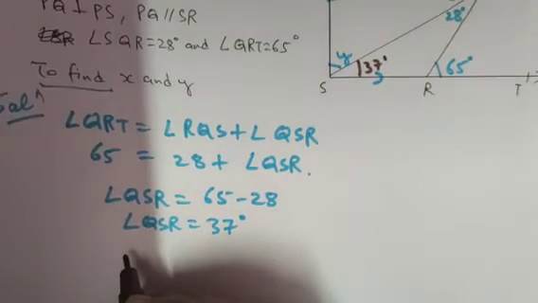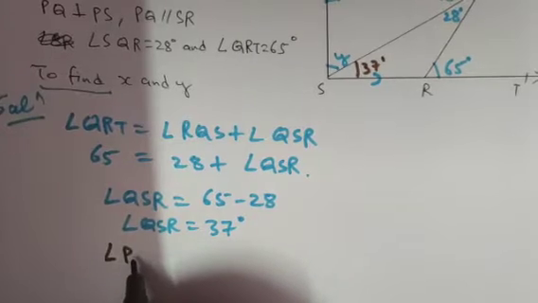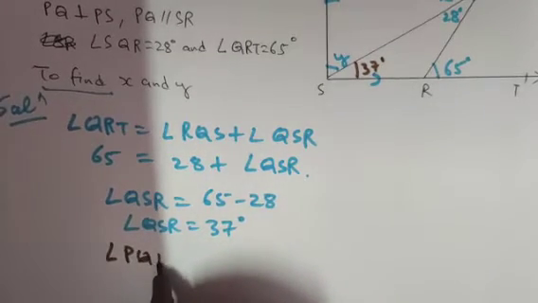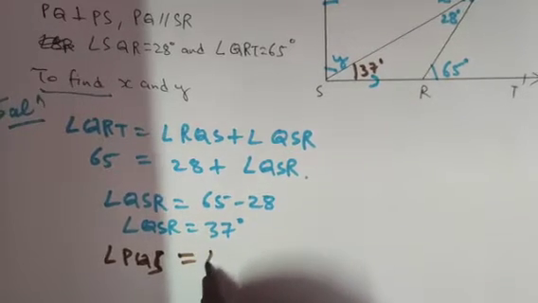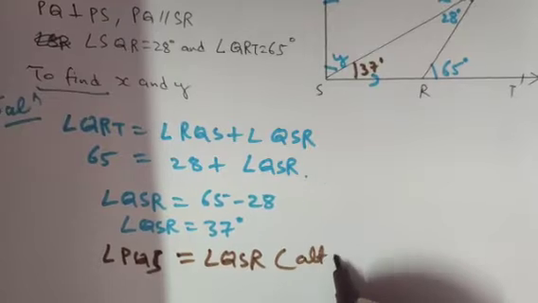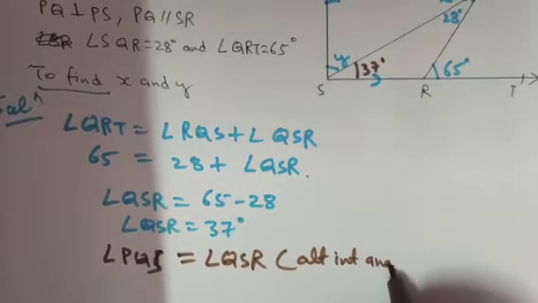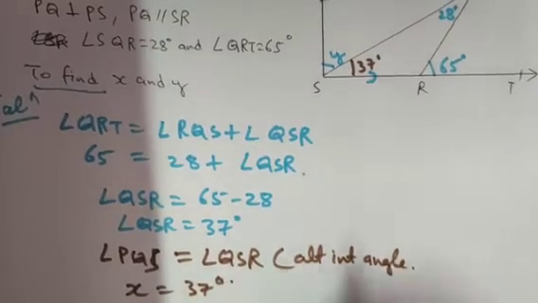Now X, that is angle PQS, will be equal to angle QSR. Why? Because they are alternate interior angles. So that means X will be equal to 37 degrees.